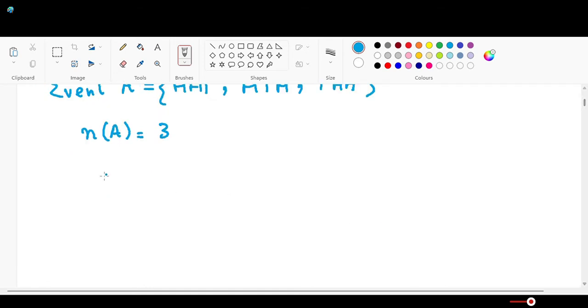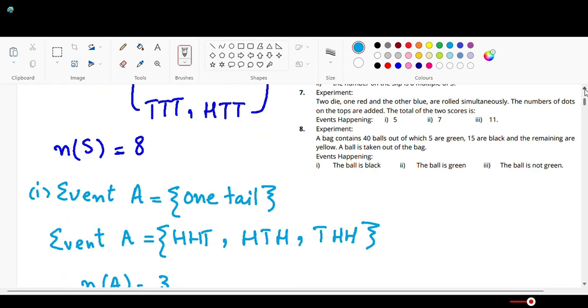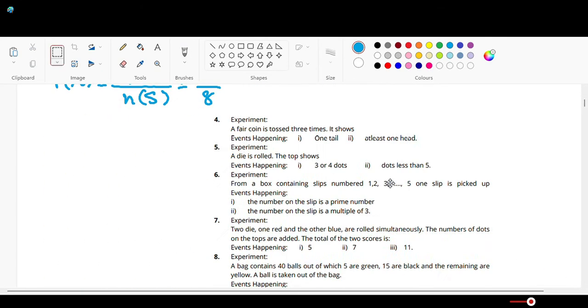N of S, the number of elements in S, is 8, so P of A, the probability of A, will be equal to N of A, the number of elements in A, divided by the number of elements in the sample space, so 3 divided by 8. And there we have it. That's the probability of us getting one tail, 3/8. Maybe we'll just paste it right here somewhere.